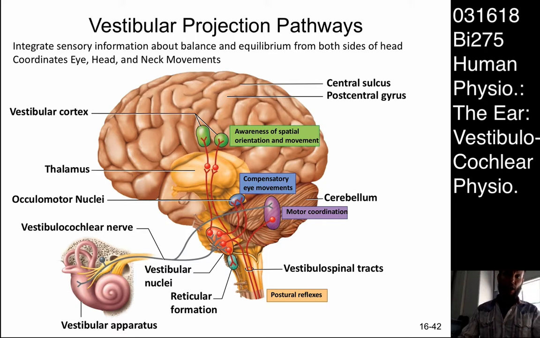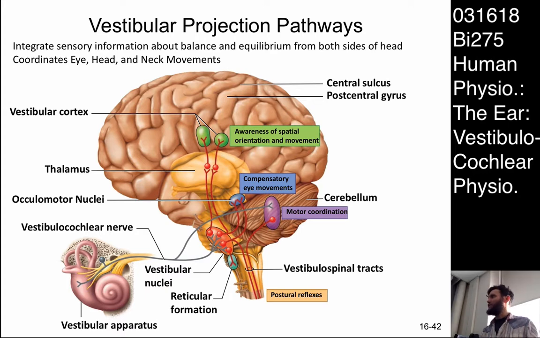Hey, I made it. Last slide. The vestibular projection pathway. All of this information about orientation and acceleration passes along the vestibulocochlear nerve. The vestibular information is going to synapse in the vestibular nuclei in the pons, so these would be like the first order neurons, and then the vestibular nuclei sends projections where else but the thalamus, so this would be the second order sensory neuron.